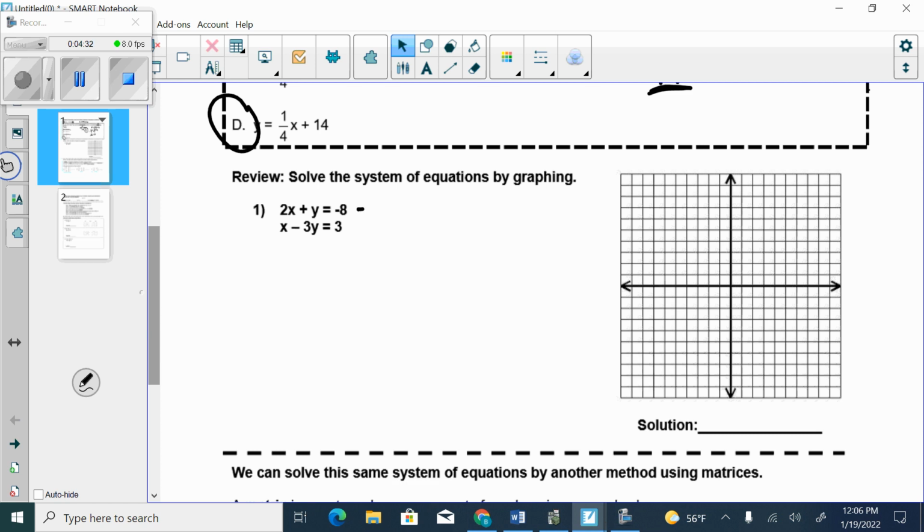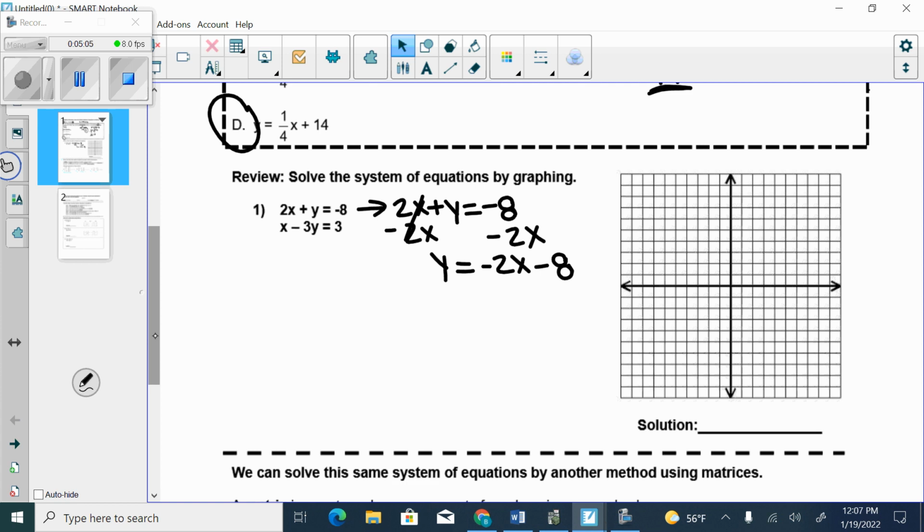So this equation right here, 2x plus y equals negative 8. Remember, we want it in y equals mx plus b form, so what am I going to need to move to make that happen? Very good. So I have y is equal to negative 2x minus 8. Right? So now that one's good to go.